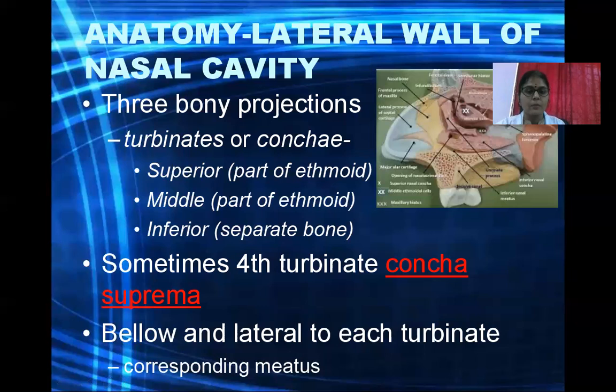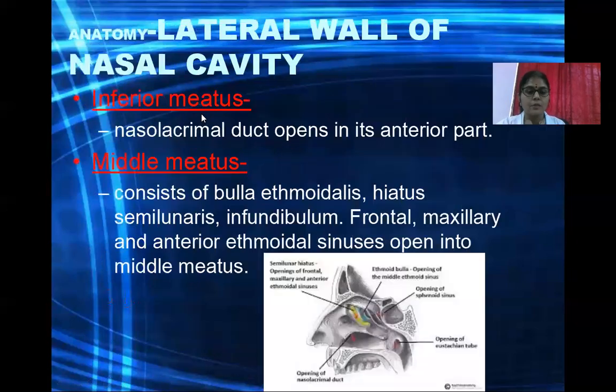So lateral to the inferior turbinate, you have the inferior meatus, wherein your nasolacrimal duct opens in its anterior part. Lateral to the middle turbinate is your middle meatus, which is the most important part of your osteomeatal complex, which I'm going to talk about in a few minutes. What does it consist of? It consists of bulla ethmoidalis, hiatus semilunaris, and infundibulum. Frontal, maxillary, and anterior ethmoid sinuses open into the middle meatus.